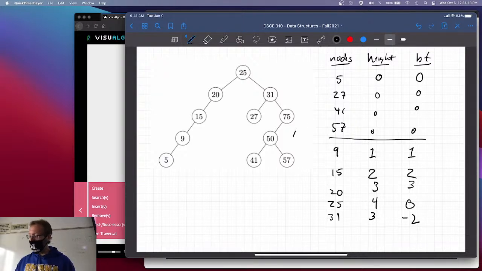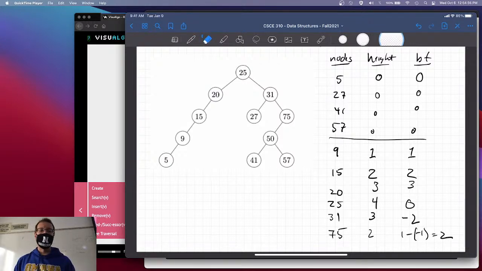Remember, an empty tree is going to have a height of negative 1 by convention. All right? So let's write that down maybe. 75, its height is 2. Its balance factor is 1 minus negative 1, giving me 2. Right? And that is positive. Okay?